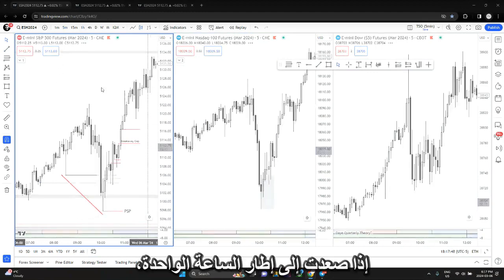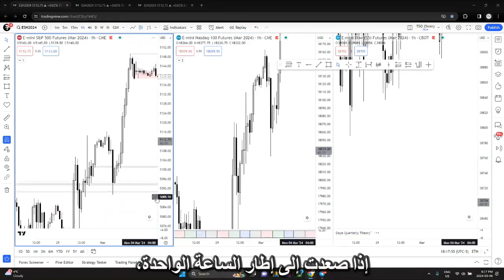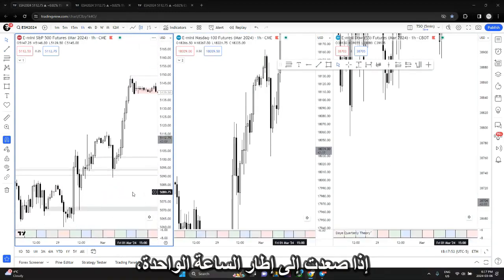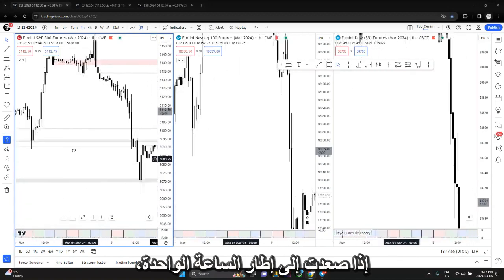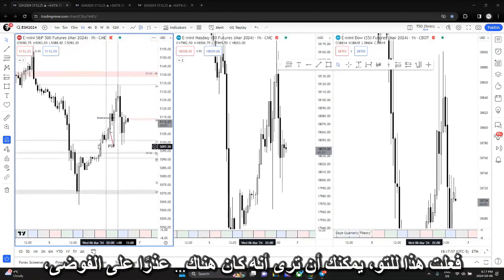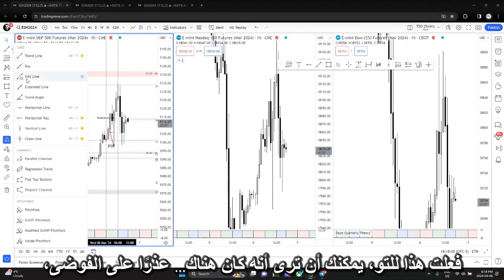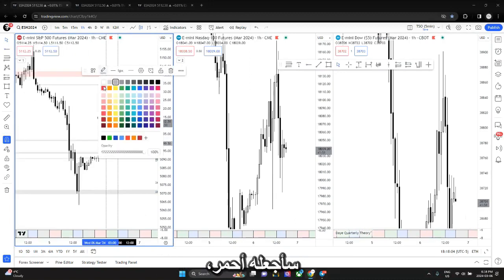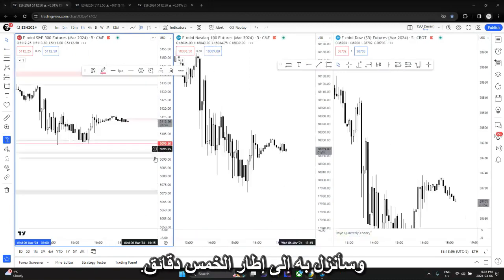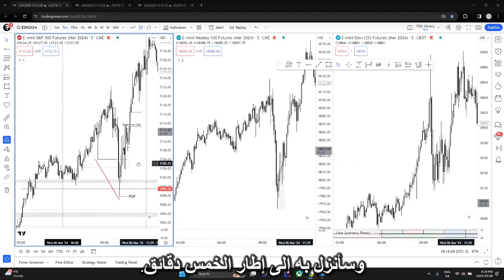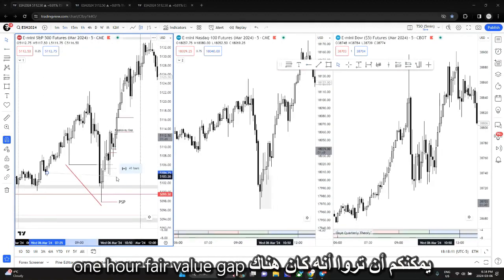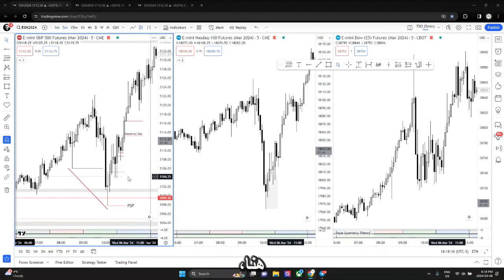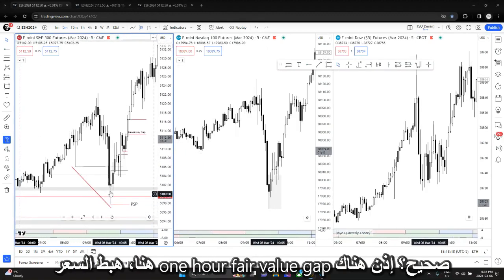And if you go up to the 1 hour time frame, why did this just happen? Sorry about the mess. I'll just draw this line right here. I'll make it red, and I'll drop it down to the 5-minute time frame. You guys can see that there was a 1 hour fair value gap right here.